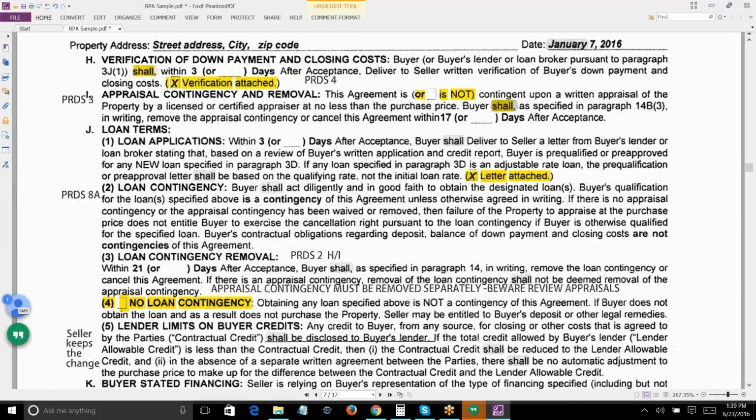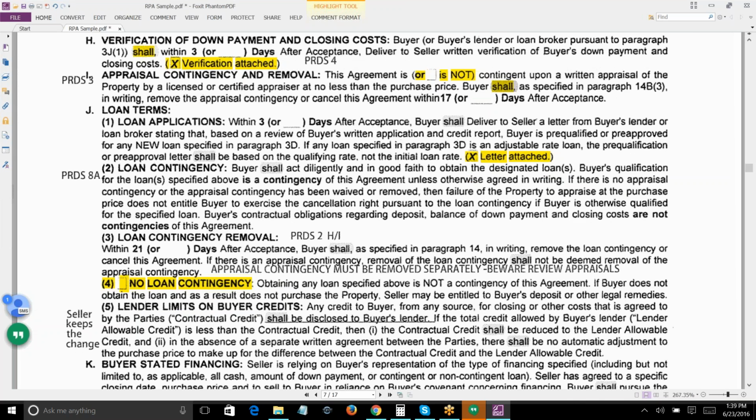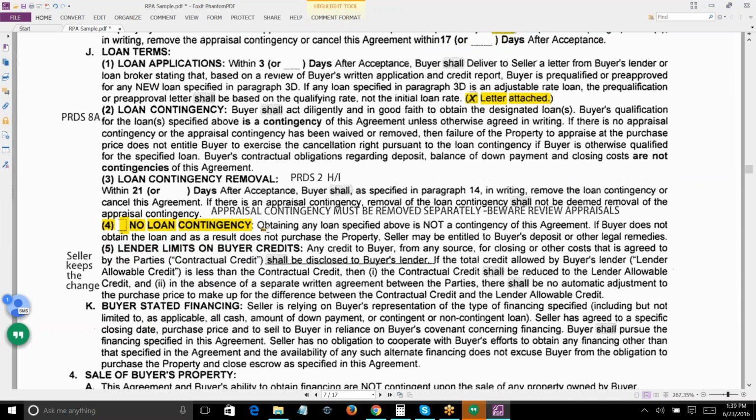Right? You understand? You need to be able to convince buyers that by going with the cheapest loan, it may cost them more to buy the house. Right? Does everybody see that? Right? Loan cost, was that enough about that? So notice it's written in here, appraisal contingency must be removed separately. Beware of review appraisals.